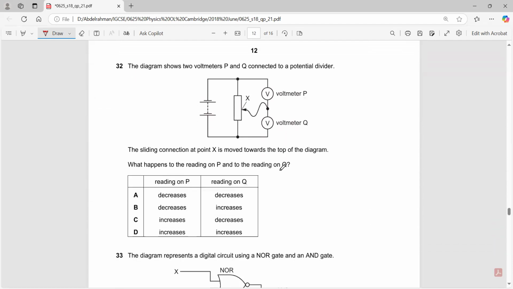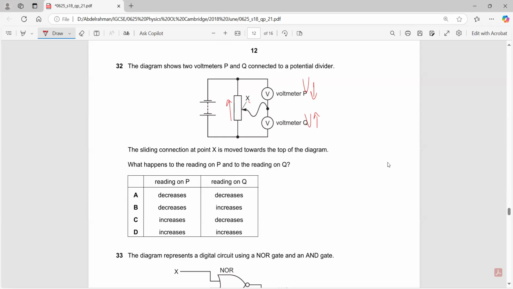The diagram shows two voltmeters P and Q. What happens to readings P and Q as X is moved towards the top of the diagram? As the pointer is moved upwards, the voltage on voltmeter Q would increase and the voltage on P would decrease.